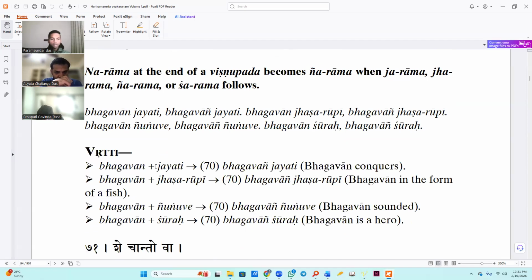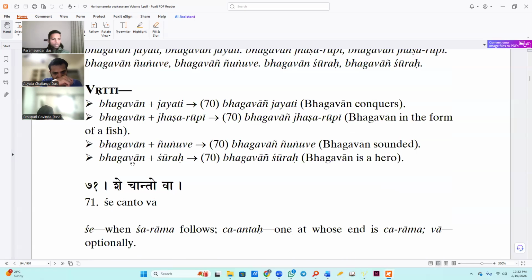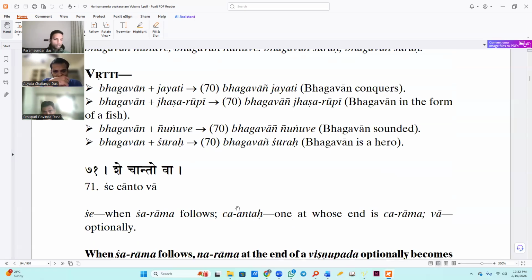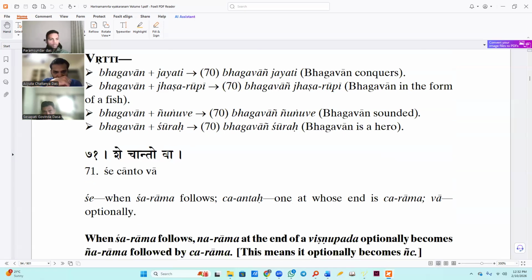Bhagwan Jayati, na and ja, so na becomes nya. Bhagwan Jasharupi, na becomes nya, and so on. Now, the last example here is Bhagwan Shuraha, so na becomes nya. The last example, na plus sha, has some extension to it. She Chantova. If there is na followed by sha, like in Bhagwan Shuraha, one change was na became just nya.